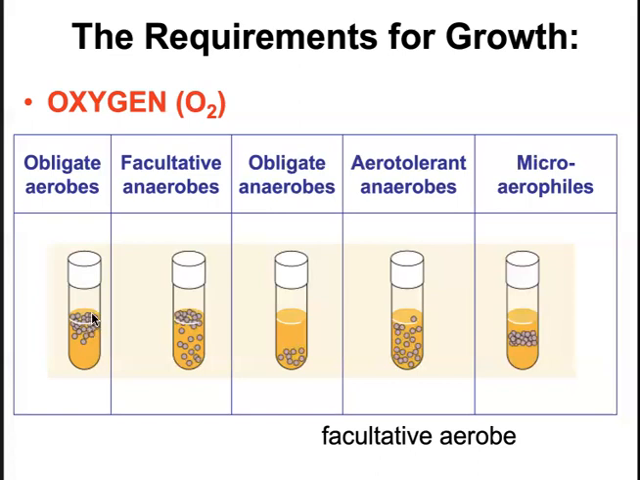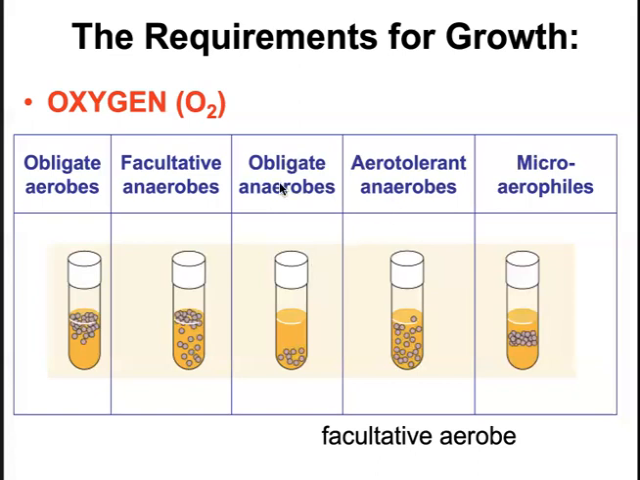Then we have facultative anaerobes. Facultative anaerobes are technically aerobic organisms, but they could survive even in the presence of little or no oxygen. You can see their growth, they're dispersed, right? Some are seen on the surface, some are seen in the middle, and some at the bottom. So ito yung mga hindi maarte, okay lang. Kahit na konti lang yung oxygen, they could survive.